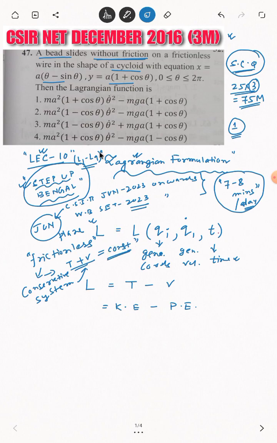We should just form the Lagrangian function, that means L, that is T minus V. What was T? Kinetic energy. And what was V? Potential energy. Just see the previous lectures carefully and you will learn all about this.